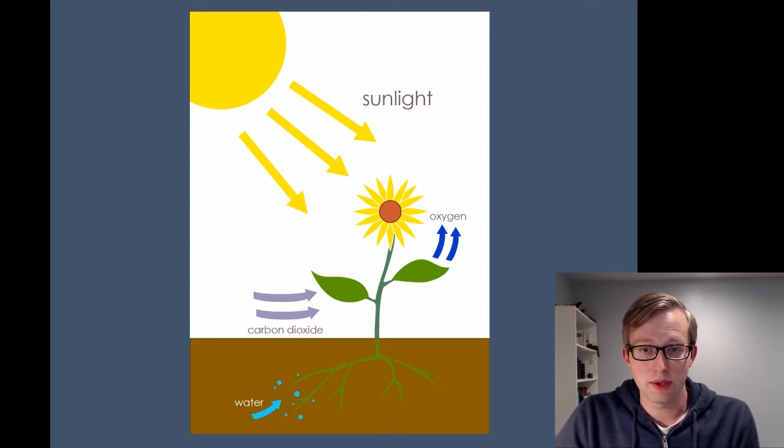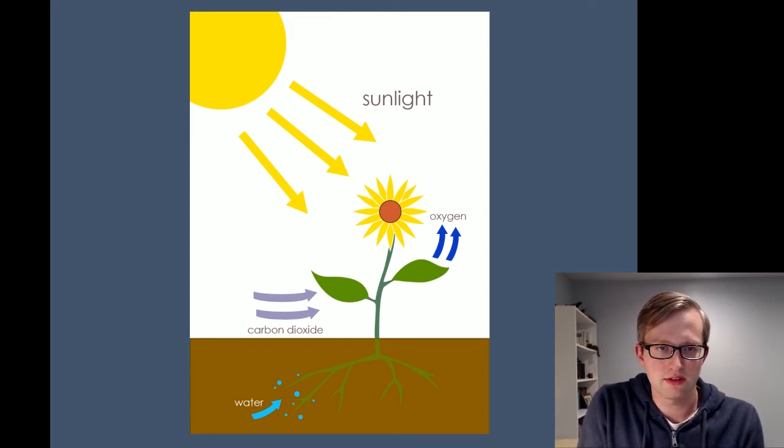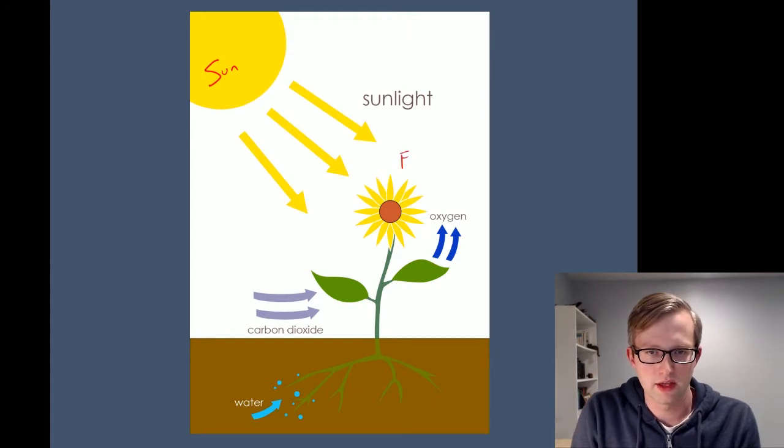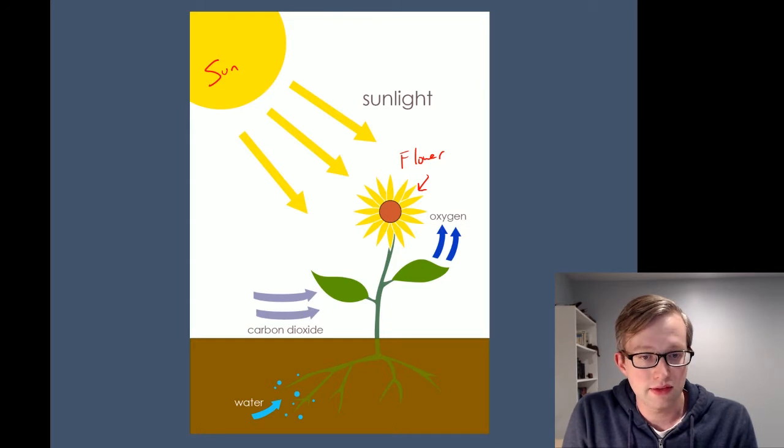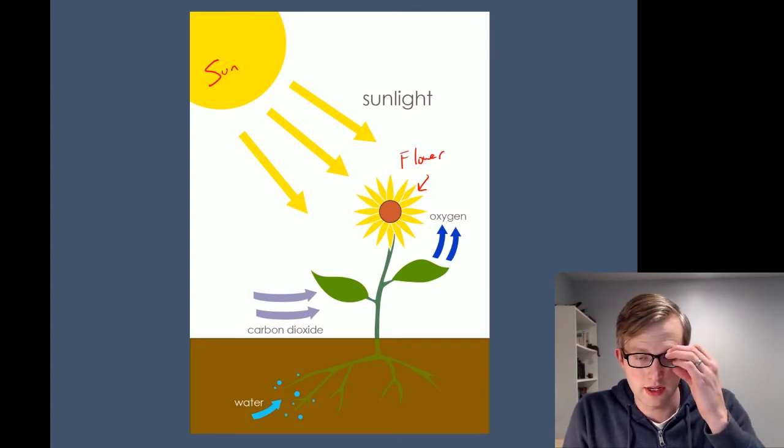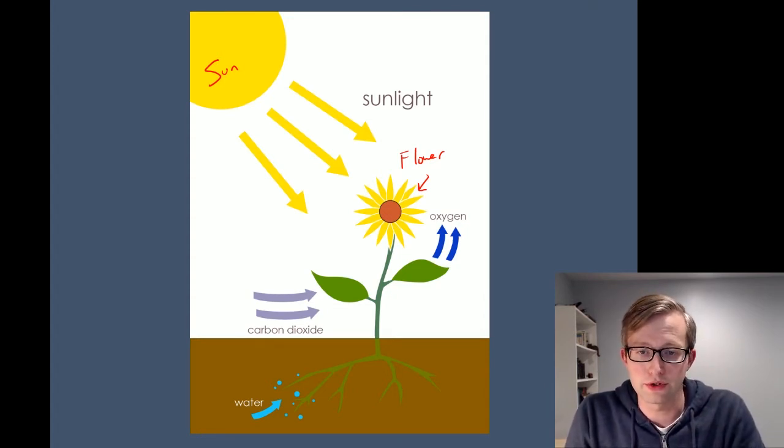So I'm going to give you an AP Bio rundown on photosynthesis, and it all begins, as this diagram shows, with the sun providing light to our plant here. That's a flower. And the plant is taking in carbon dioxide and also water from its environment, and it's releasing oxygen, but it's also creating glucose, which is not shown in this picture.